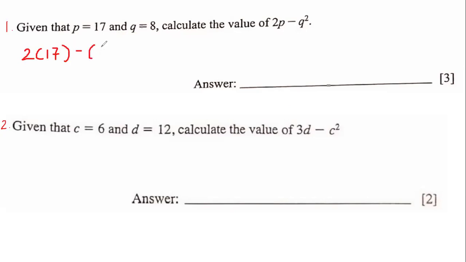Q is what? 8. So it's going to be 8 squared. What is 2 times 17? That's going to be 34. Right, 34 minus what is 8 squared? 16? 8 squared is? 64, my bad. 64. You subtract 34 and 64, you get what?